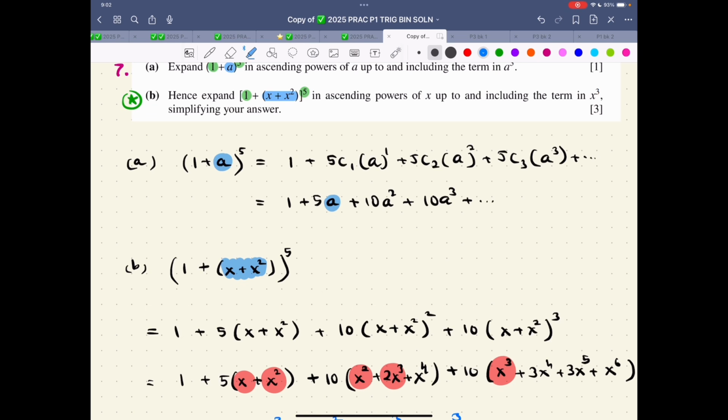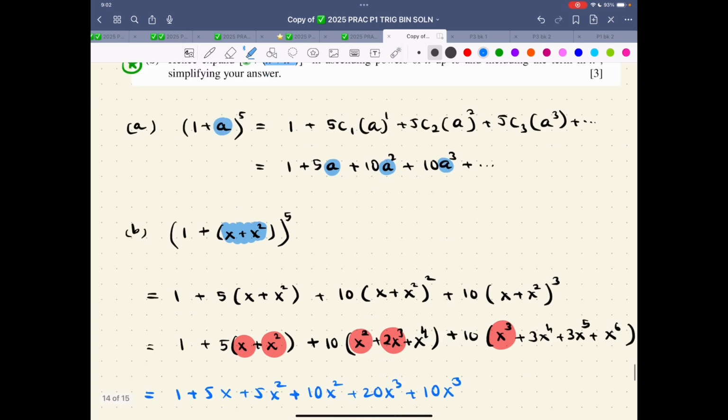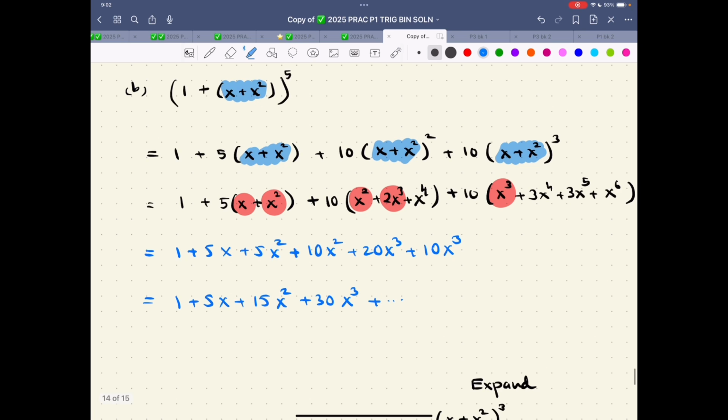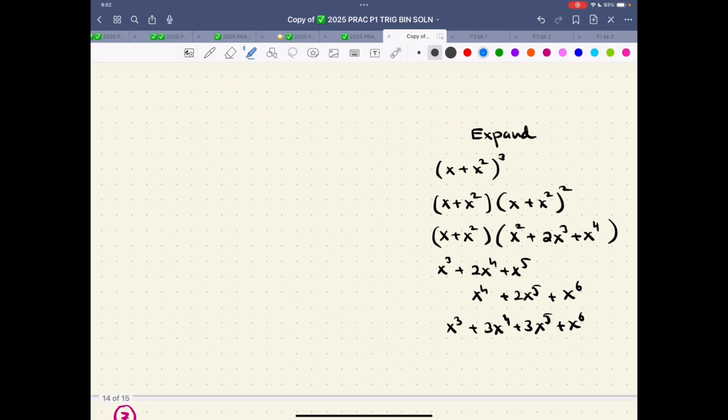So whenever you see an a, just replace it. So this is x plus x square, this is x plus x square, this is x plus x square. Over here, you have to square it; these are the 3 terms. Over here, you have to cube it; these are the 4 terms. I have done the cubing right over here on the sidelines.